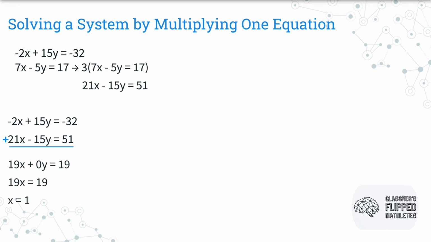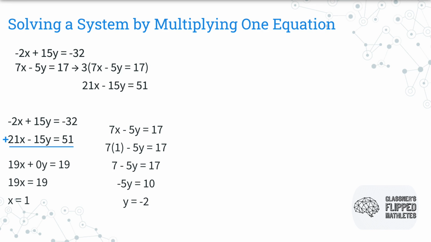From here, you should only plug it into the original two equations, either negative 2x plus 15y equals negative 32 or 7x minus 5y equals 17. I'm going to choose the 7x minus 5y equals 17 just because it looks easier. Plug in 1 for x, 7 minus 5y equals 17. Subtract 7, don't forget your negative with the 5y, so negative 5y equals 10, so y equals negative 2.